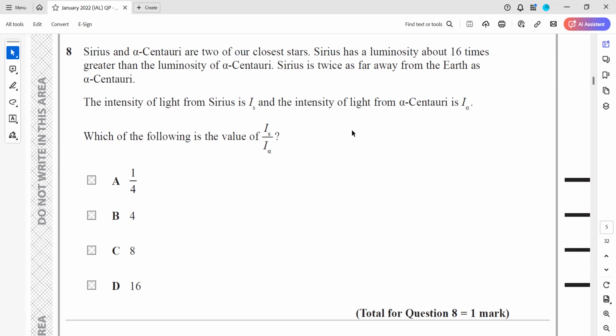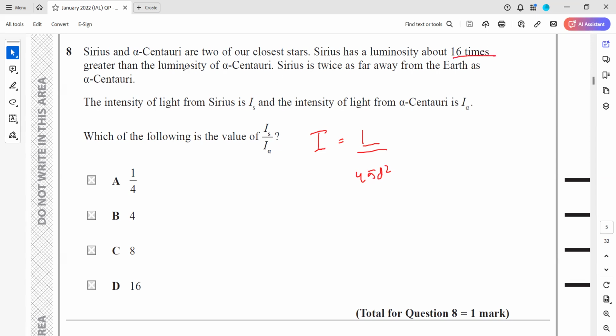Alpha Centauri and Ceres are two of our closest stars. Its luminosity is 16 times greater and it is twice as far from the Earth. What is the intensity of its light compared to that? So if you want to compare the intensity, it is luminosity divided by 4 pi d squared.